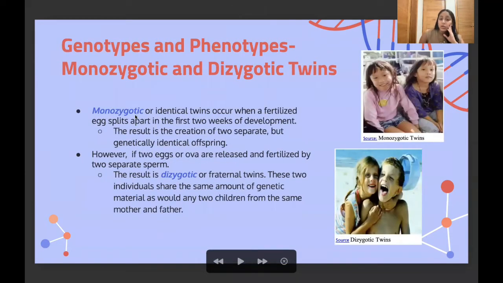Monozygote or identical twins occur when a fertilized egg splits apart in the first 2 weeks of development. The result is the creation of 2 separate but genetically identical offspring. However, if 2 eggs or ova are released and fertilized by 2 separate sperm, the result is dizygote or fraternal twins. These 2 individuals share the same amount of genetic material as would any 2 children from the same mother and father.